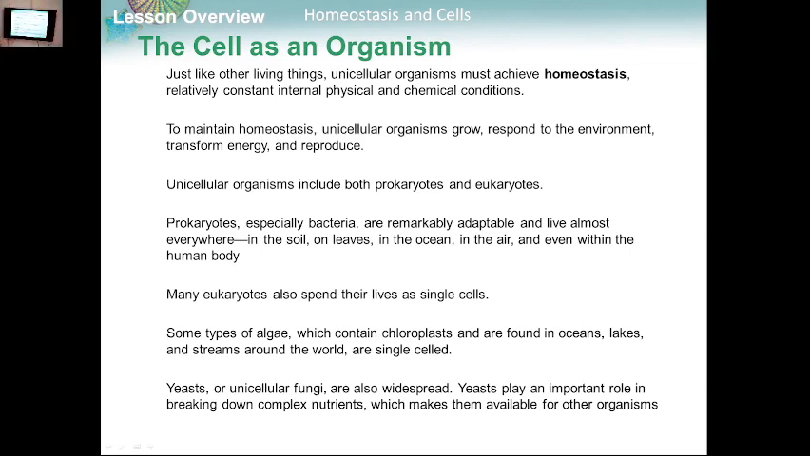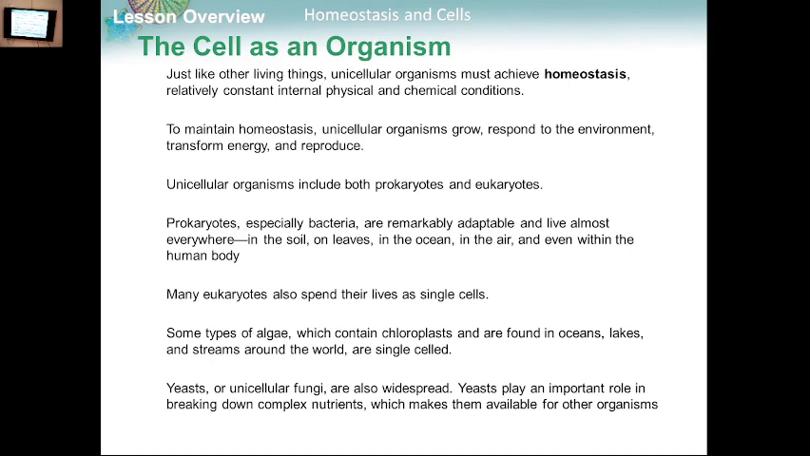The cell as an organism, just like other living things, unicellular organisms must achieve homeostasis, relatively constant internal physical and chemical conditions. To maintain homeostasis, unicellular organisms grow, respond to the environment, transform energy, and reproduce. So, to maintain homeostasis, the cells need to grow, respond to the environment, transform energy, and reproduce.